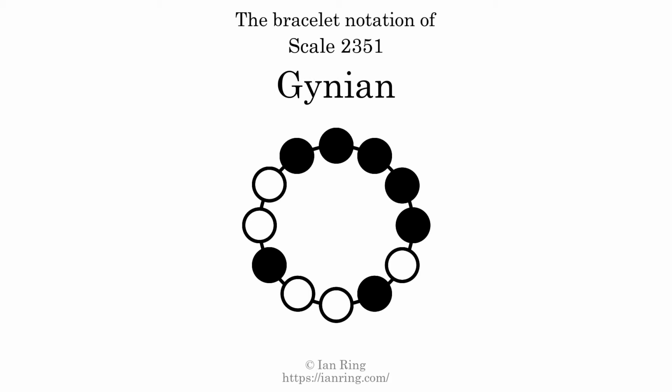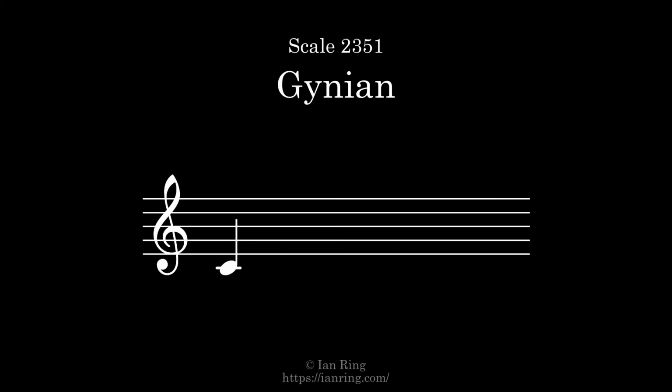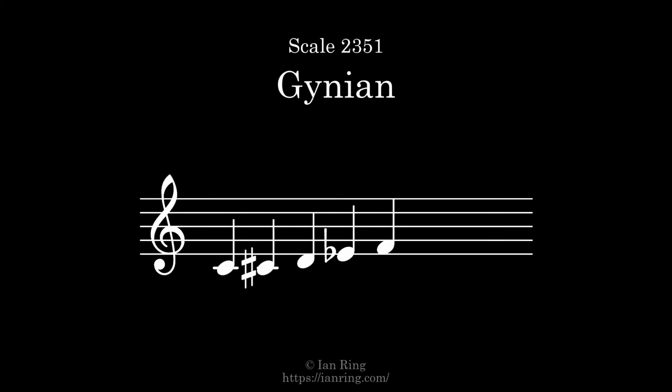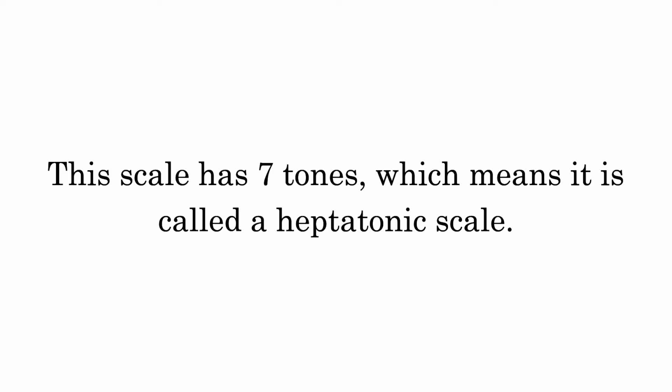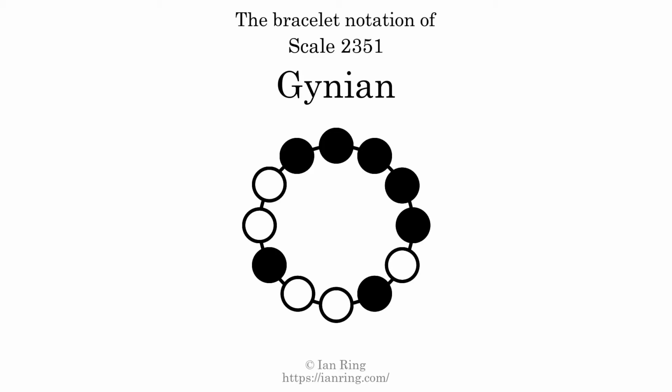2351, Gynian, which sounds like this. This scale has 7 tones, which means it is called a heptatonic scale. This is a bracelet notation diagram of scale 2351. The shaded circles represent tones that appear in the scale, and they are read clockwise, starting at the top.